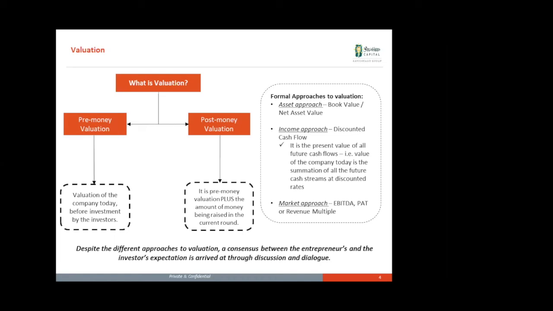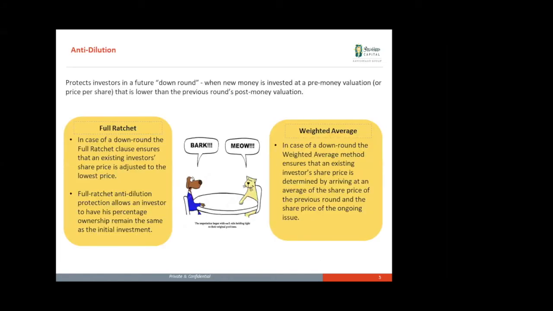All right, so that's about valuation. The next clause that's important to understand is anti-dilution. And Divya was alluding to this earlier in her presentation. It's not always about going for the highest valuation that you can achieve in a funding round, right? Because the investor of that round is always going to have an anti-dilution clause in there. The anti-dilution clause basically protects investors from a future down round, which means if the next or subsequent round is raised at a valuation that's lower than the previous round, then the investor needs to be compensated for that, right?